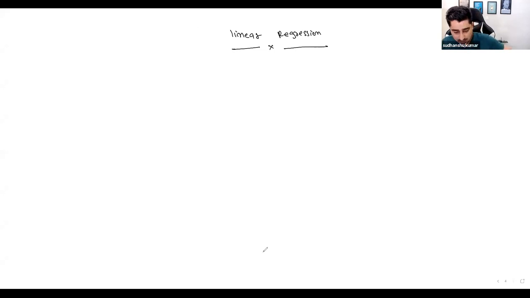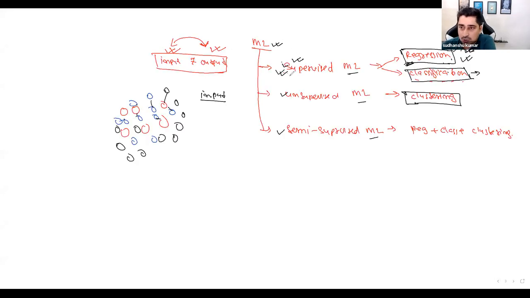Okay, so now we are going to talk about linear regression. As we have discussed, there is something called supervised machine learning. Linear regression, or regression, falls under supervised machine learning. The meaning of supervised machine learning is very simple: we provide input data as well as output data at the time of training, or at the time of learning.